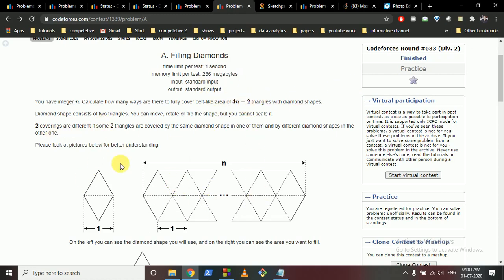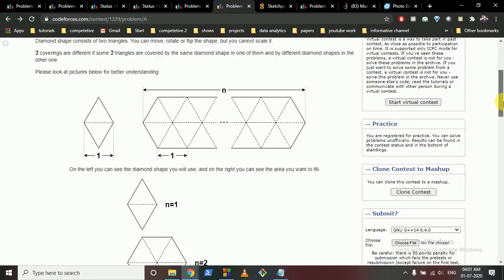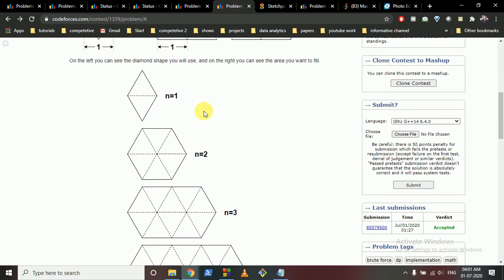So you are given diamonds. A diamond is a shape like this, made of two triangles, and you have to form belts with them. You can leave this statement; if you see the example, it will become clearer. So this is a belt of n equal to 1, n equal to 2.